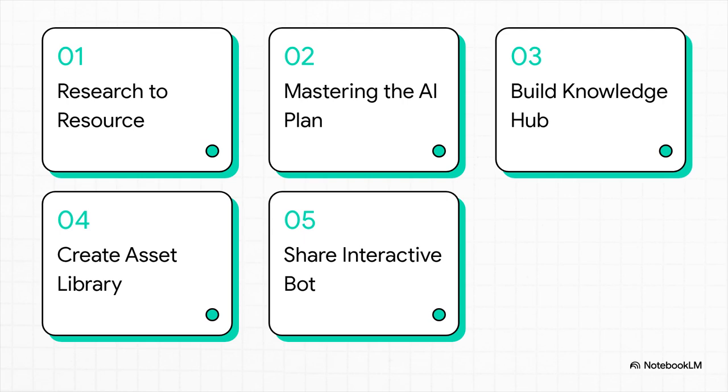So here's our game plan. First, we'll generate our initial research. Then we'll cover the single most critical step, mastering the AI's plan. After that, we'll build our Knowledge Hub in Notebook LM, use that to create a whole library of new assets, and finally wrap it all up by turning it into an interactive bot you can actually share.